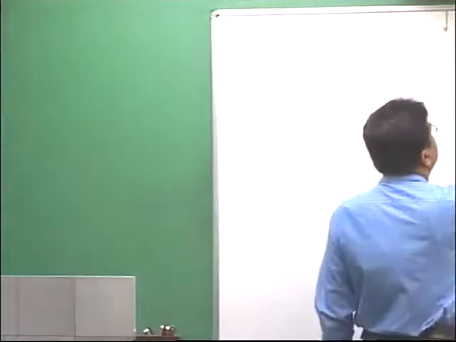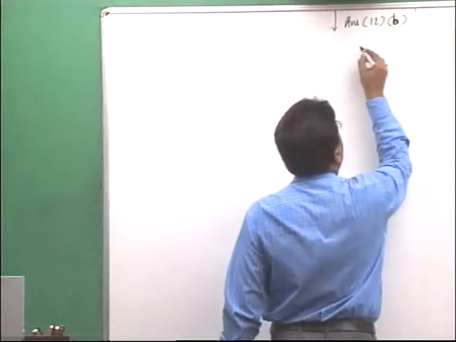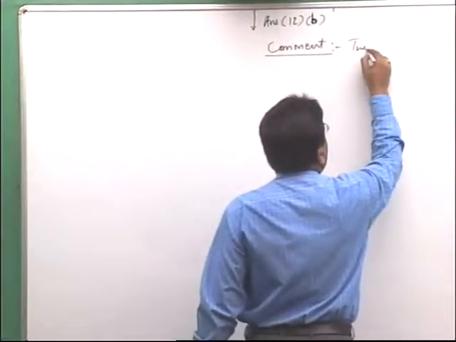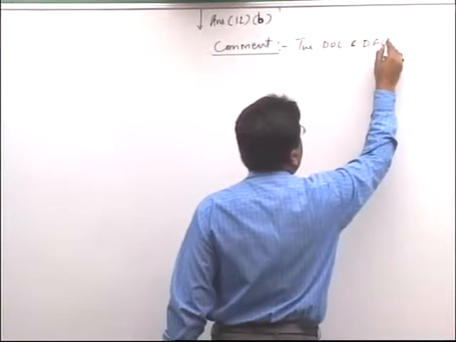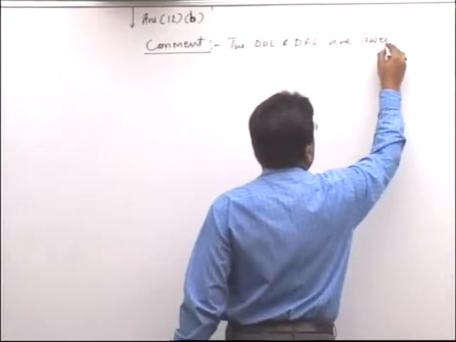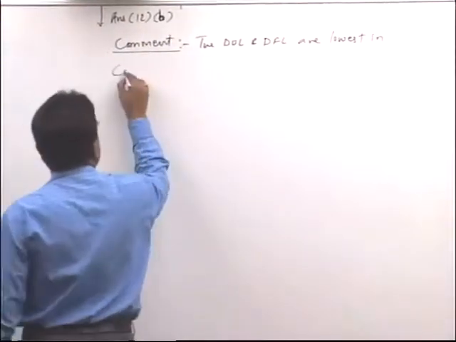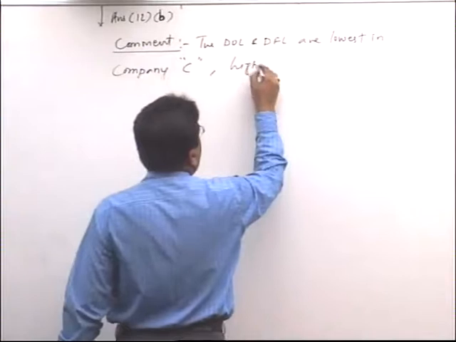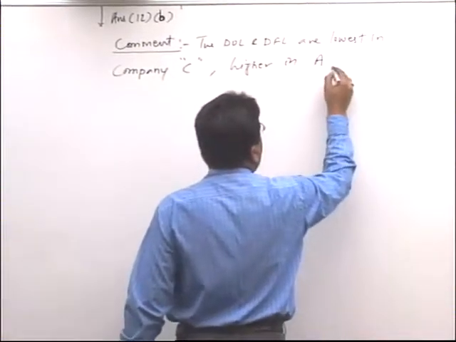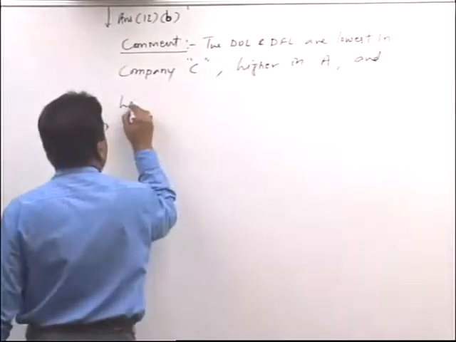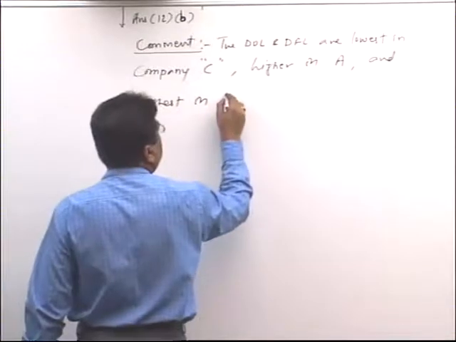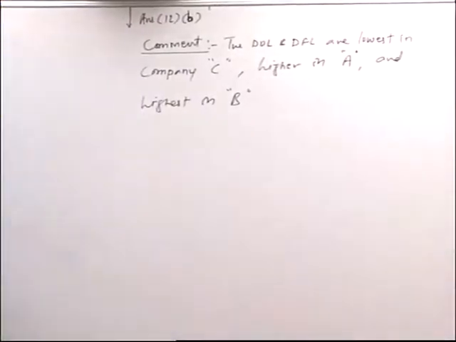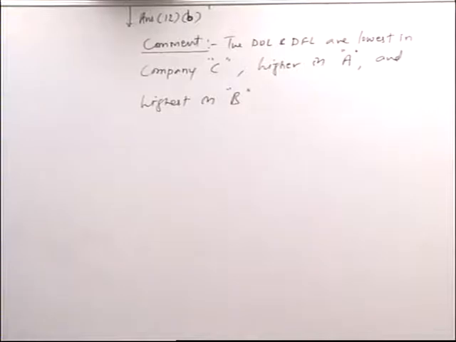So, please write down the comment, answer 12B. The degree of operating leverage and degree of financial leverage are lowest in company C, higher in A and highest in B. They are lowest in company C, a little bit higher in company A and highest in company B.